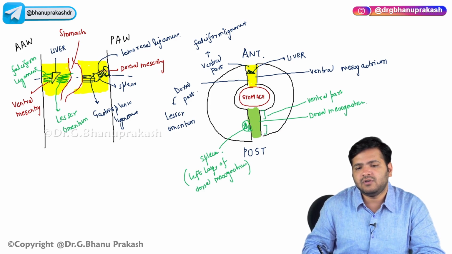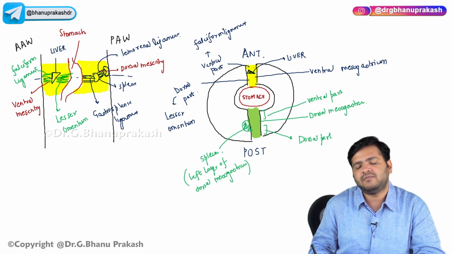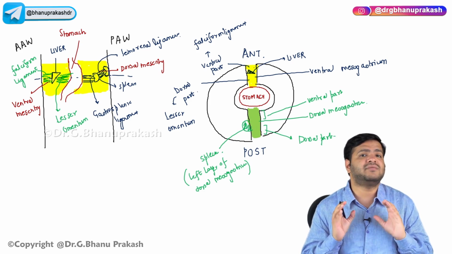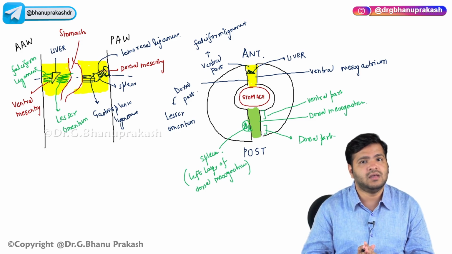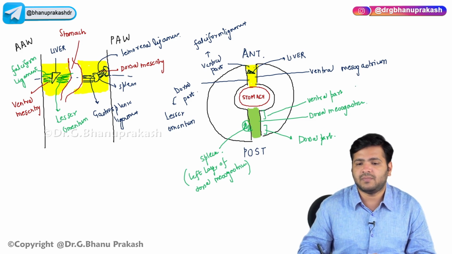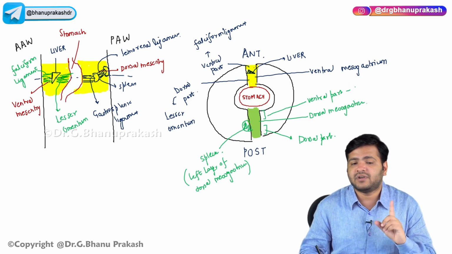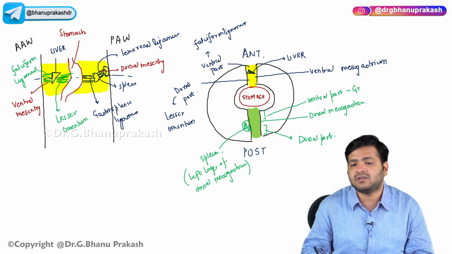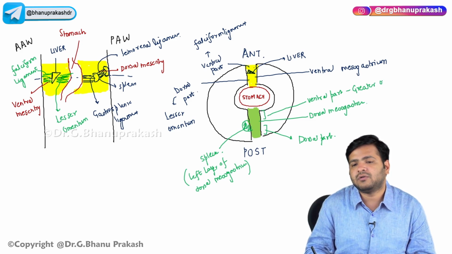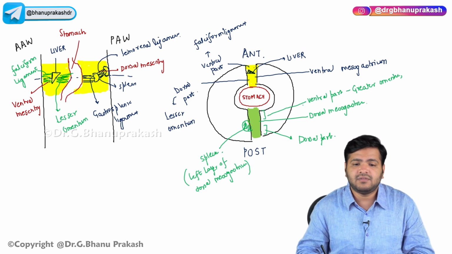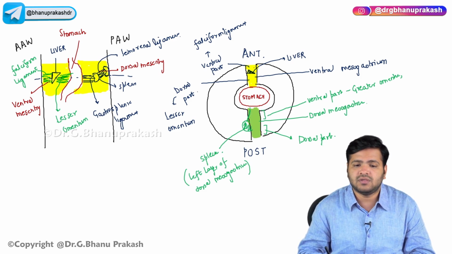We will have the ventral part and we will have the dorsal part of the dorsal mesogastrium. Dorsal mesogastrium also has two parts, the ventral part and the dorsal part. The ventral part will have the greater curvature of the stomach. It has the greater omentum, right? Then we have the one which is connecting the stomach to the spleen.